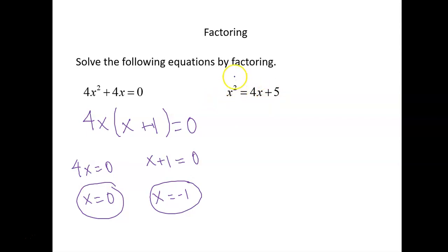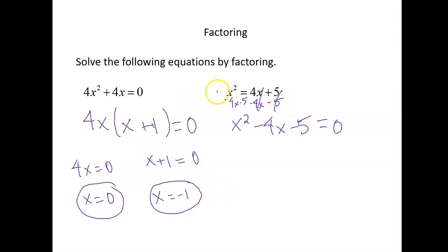I have the tendency to like to keep my x squared term positive, so I'm going to leave x squared on this side and I'm going to subtract 4x minus 5 from both sides of the equation. So x squared minus 4x minus 5, this side goes to 0. And now I have it in standard form with one side equaling 0.